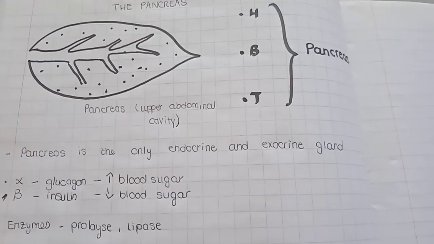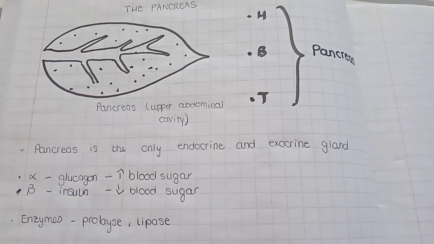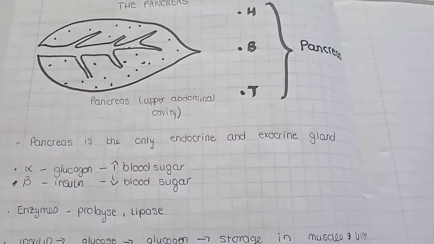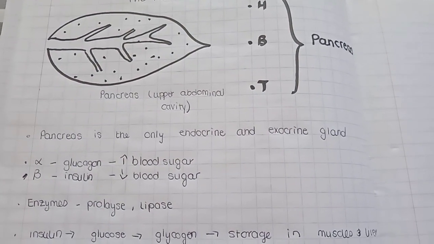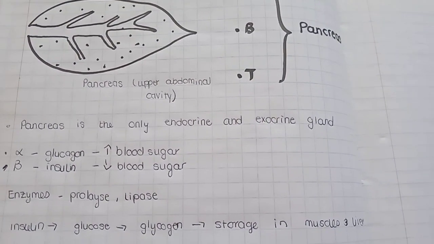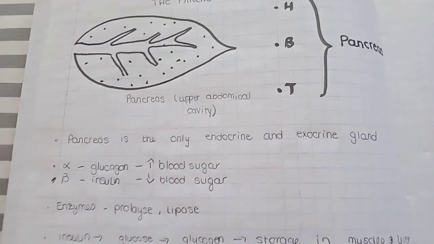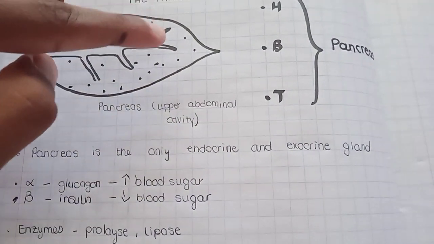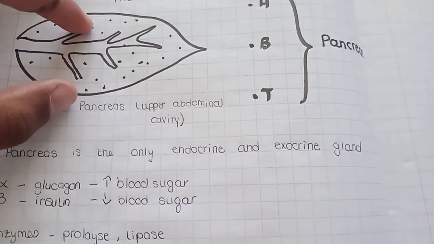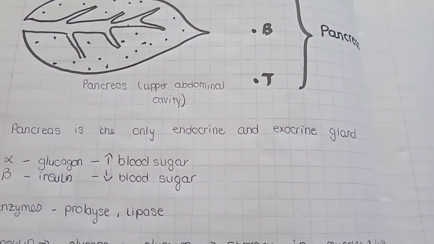Now, the pancreas is embedded with cells, and there are two different types of cells that are present inside the pancreas, namely alpha cells and beta cells. The black dots here represent the different types of cells. They could be alpha cells and beta cells.